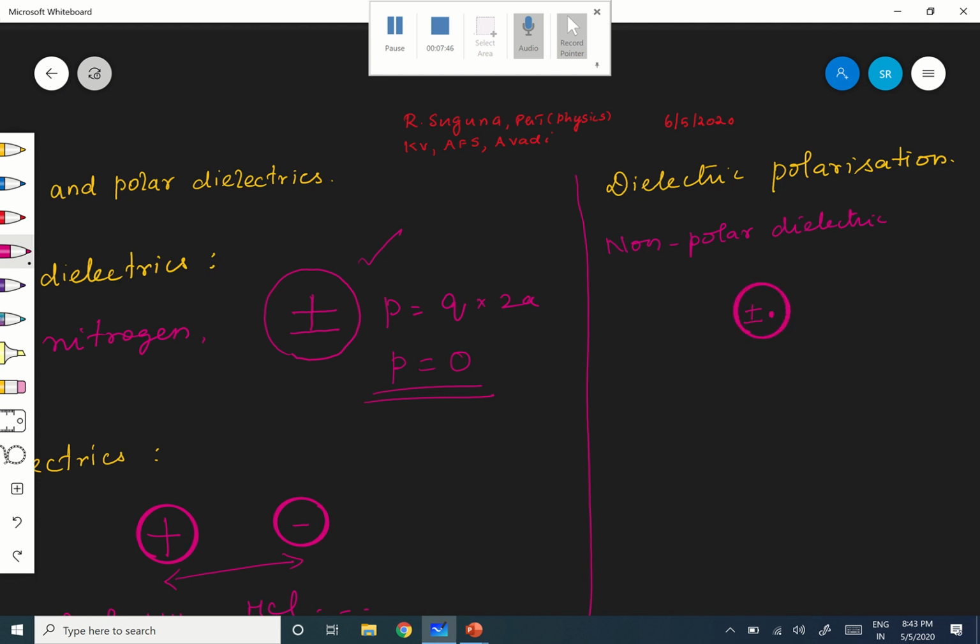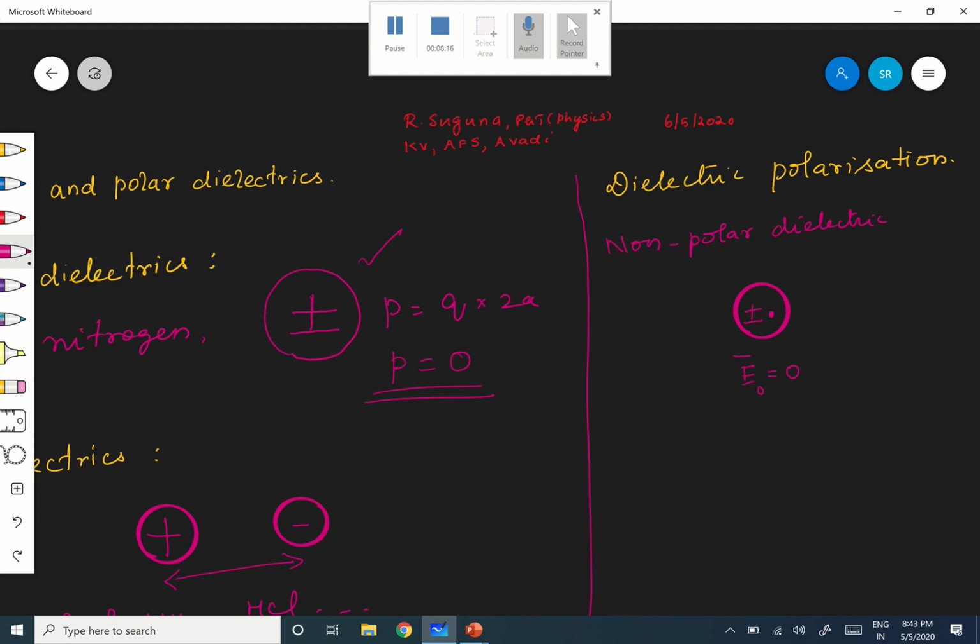Okay, normal state. There is no external influence. It is not kept in any external field. Therefore the external field, if you say E naught, that E naught is equal to 0. In the absence of any field, in its normal state, it doesn't have any dipole moment of its own. Why? Because the center of mass of both positive and negative charge coincide with each other, right?